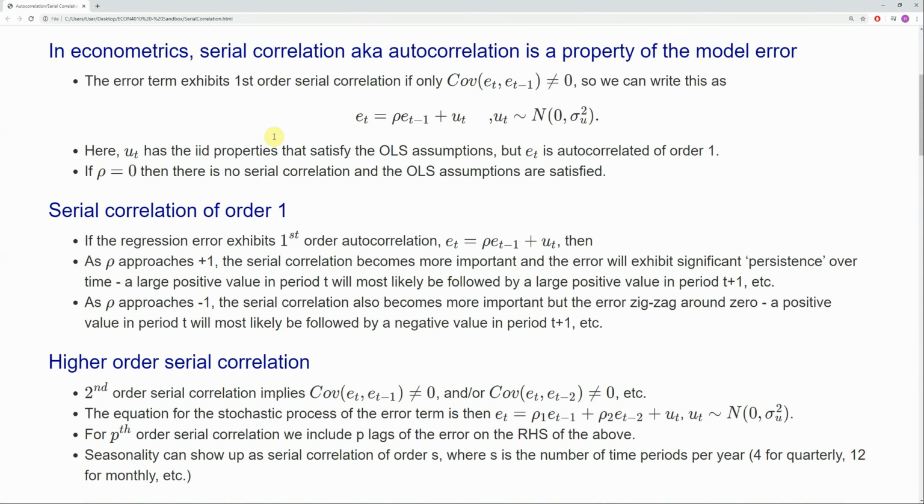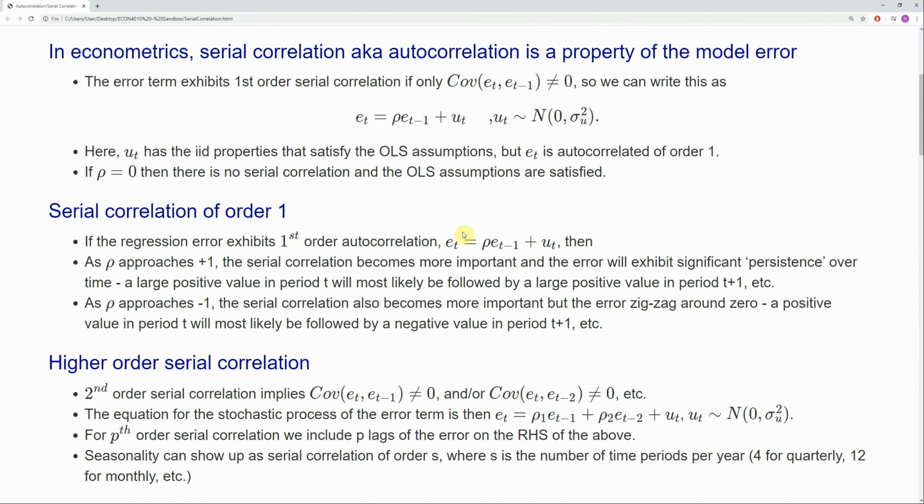One thing that could be tricky with this first order serial correlation example is that as rho increases, this serial correlation becomes more significant. But what if it approaches -1? If it gets to -1, it is still going to be a significant case, but visually it might not be as obvious as it should be because it's going to zigzag around zero.